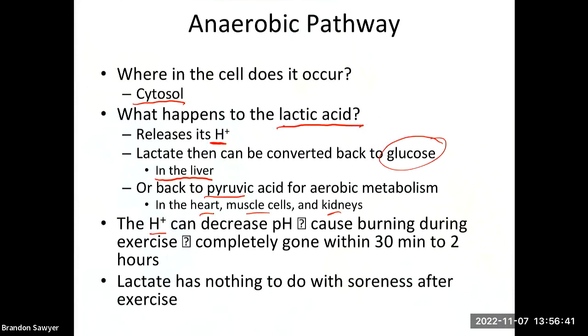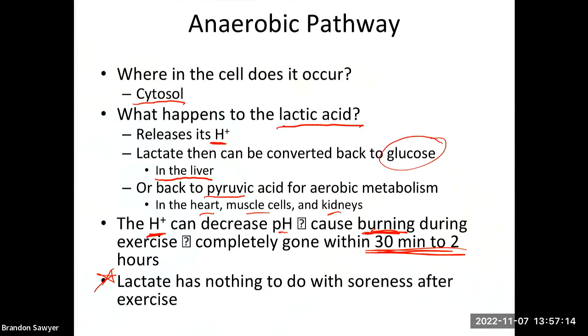All right, but the hydrogen ion that the lactate releases is really what causes the problems in the system, right? The decrease of pH causes that burning during exercise, but it's completely back to normal usually within 30 minutes of exercise, and for sure it's all gone and back to normal in 2 hours. So lactate being related to delayed onset muscle soreness, which we might have 2 to 3 days after a workout, has nothing to do with it. Lactate is not responsible for that muscle soreness.